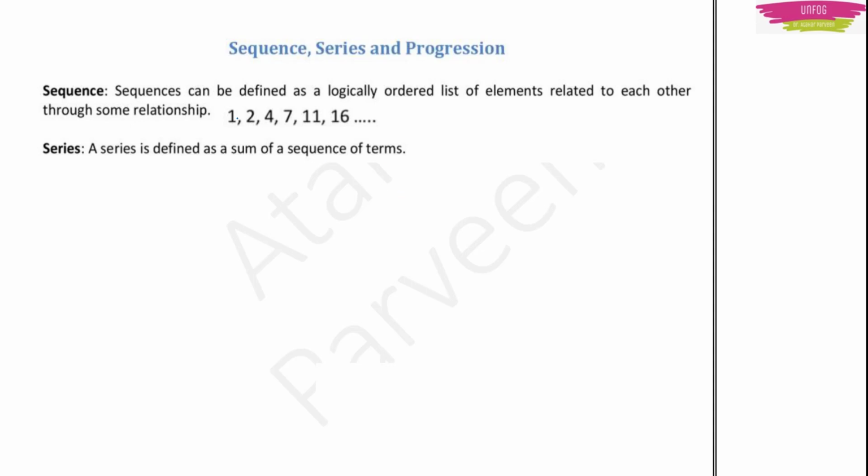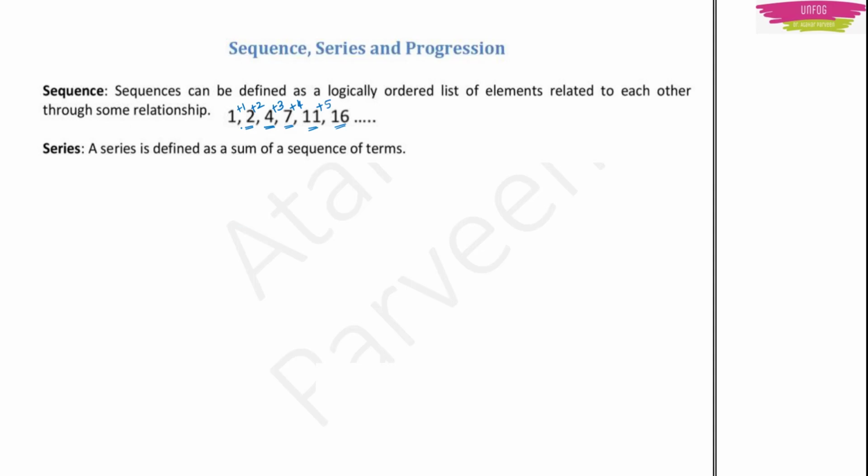See, after 1 number I have 2. After 2 numbers I have 4. After 3 numbers I have 7. After 4 numbers I have 11. After 5 numbers I have 16. So what is the logical relation? This is plus 1. This is plus 2. This is plus 3. This is plus 4. And this is plus 5.